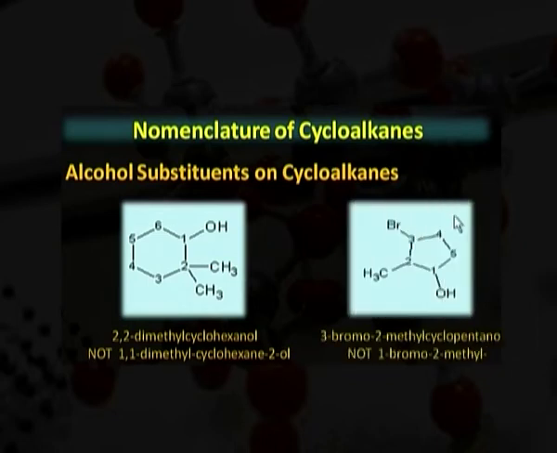In this structure, we are seeing that carbon number 1 has the alcoholic group, carbon number 2 has a methyl group, and carbon number 3 has a bromo group. So, according to alphabetical order, we will start from bromo. According to IUPAC nomenclature, the name of this compound is 3-bromo-2-methylcyclopentanol. The name 1-bromo-2-methylcyclopentan-2-ol would be a wrong description of this structure.